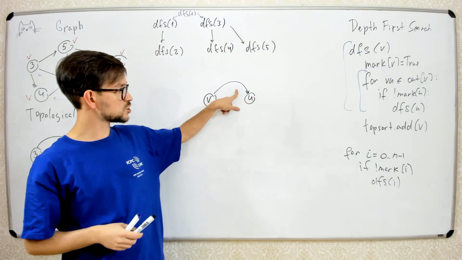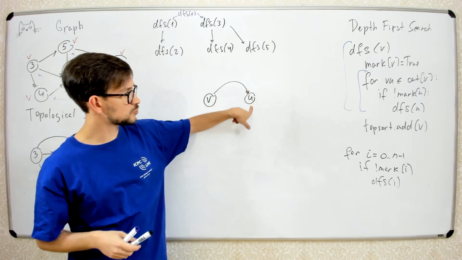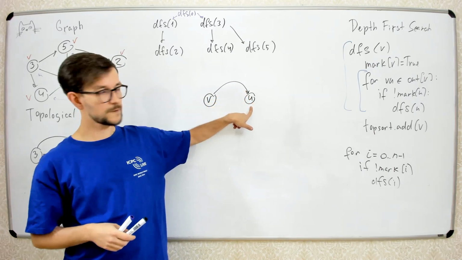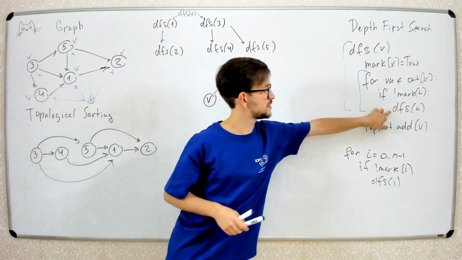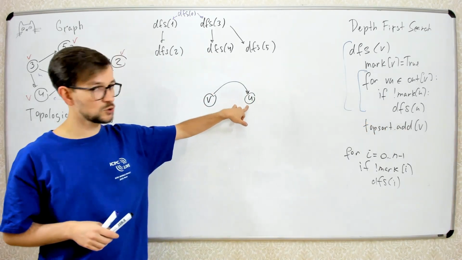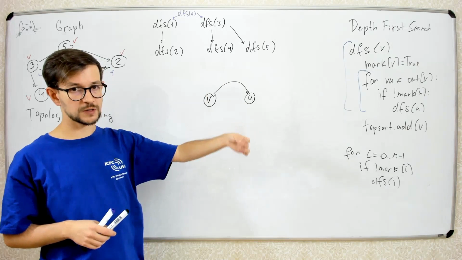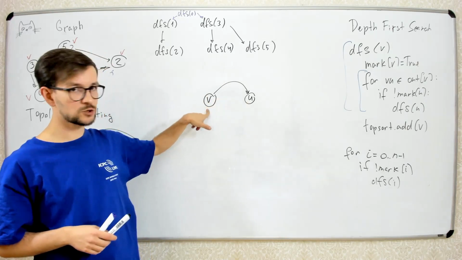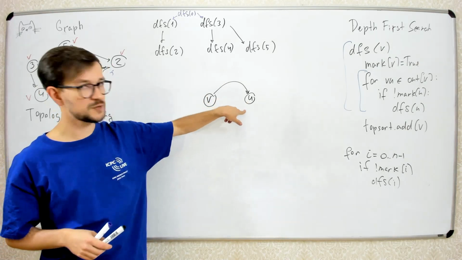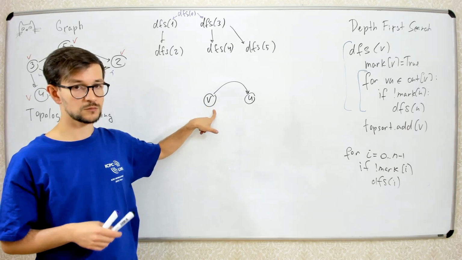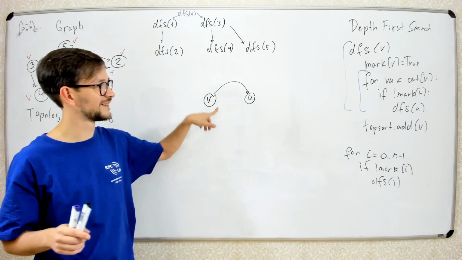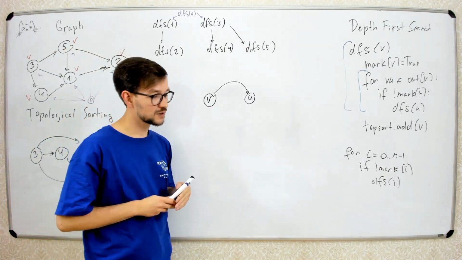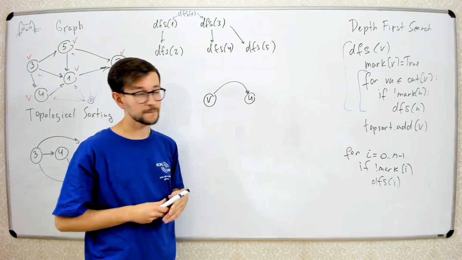When we found this edge, we first go into recursion for this node U, run DFS here. Then, when we end this DFS, we add this U to the topological ordering, and then we go back and add node V to the topological ordering. So node U was added before the node V. That's almost true. Can you see what's the problem here?